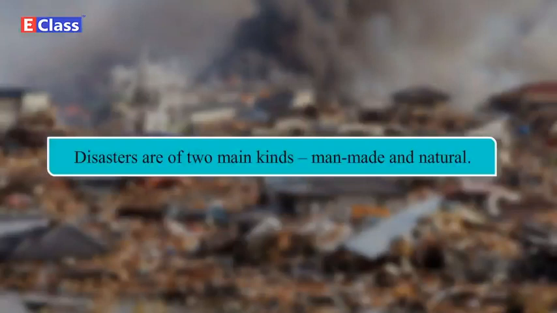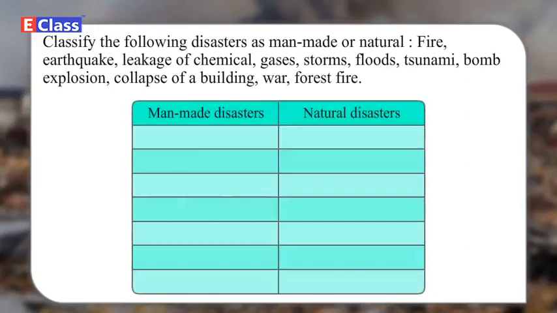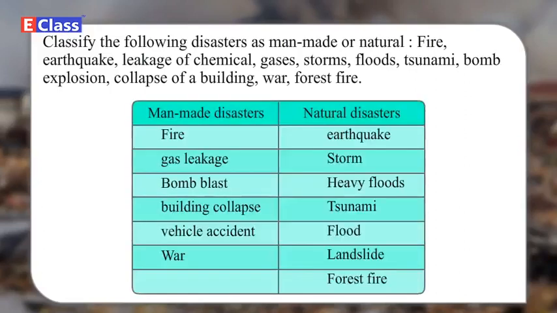Disasters are of two main kinds, man-made and natural. Classify the following disasters as man-made or natural: fire, earthquake, leakage of chemical gases, storms, floods, tsunami, bomb explosion, collapse of a building, war, forest fire. Man-made disasters. Natural disasters.